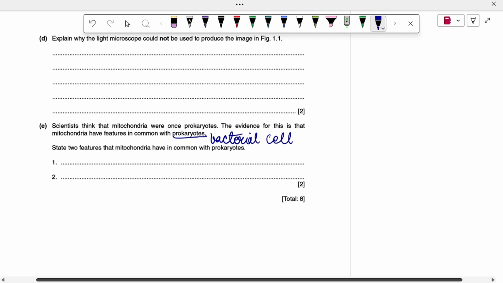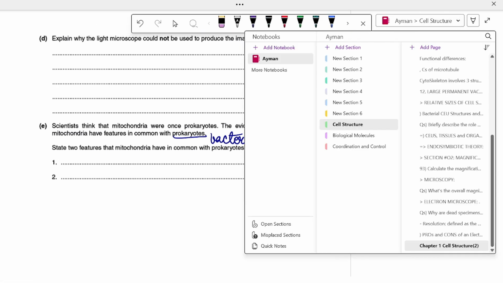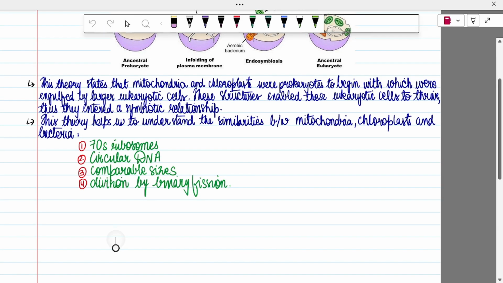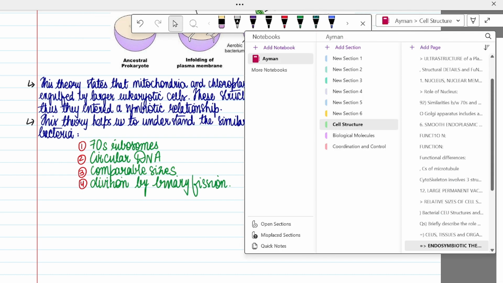हमने कुछ similar features भी इसके list down किए थे. There are two features that mitochondria have in common with the prokaryote. So let's go back here up to endosymbiotic theory, and these four features were common among them: 70S ribosome, circular DNA, comparable sizes, and division by binary fission. So exactly same ये answer in your marking scheme as well.